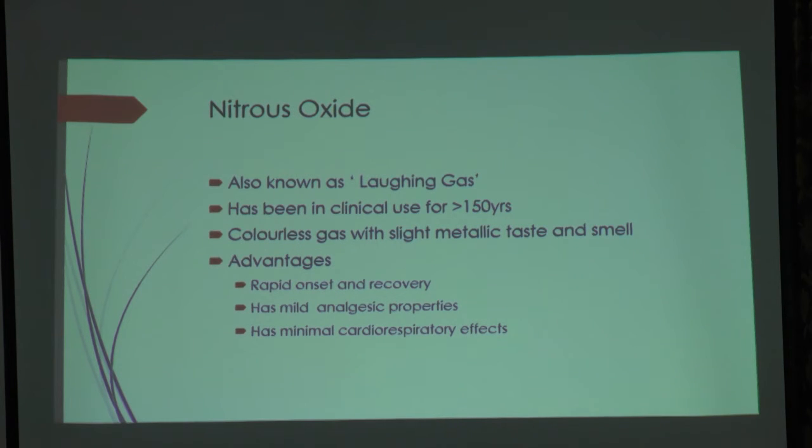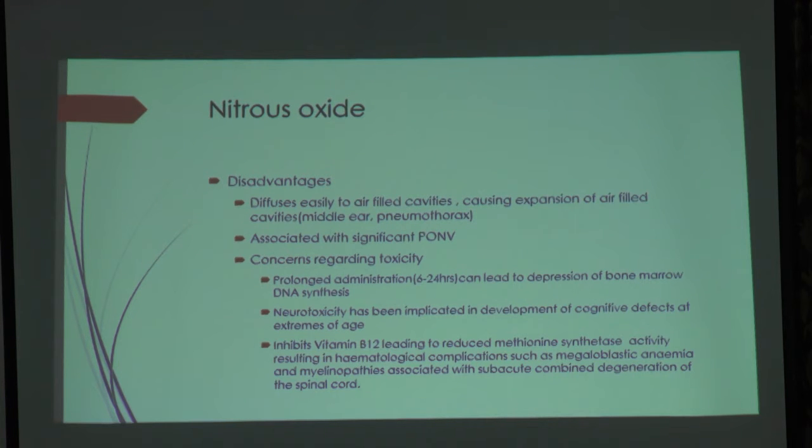Okay. And then I just threw in the slide of nitrous oxide. Okay, it was the first inhalational agent that was discovered. The advantages: it has a rapid onset and recovery. It has mild analgesic properties and has minimal cardiorespiratory effects. In fact, for a long time, we were using nitrous oxide and oxygen together with the other inhalational agents, okay? But we don't do that anymore because of its many disadvantages.